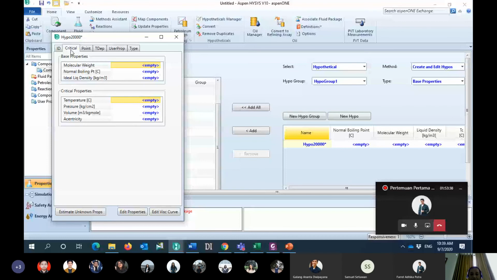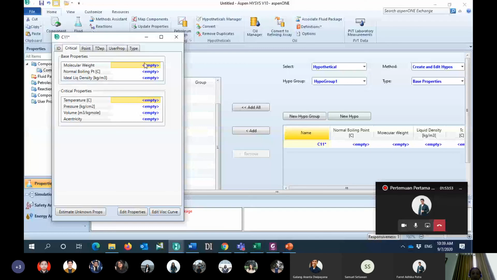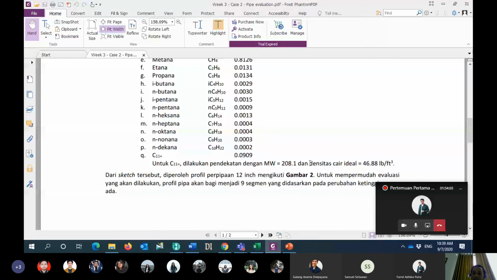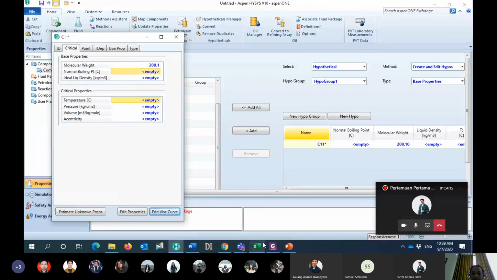Okay, and then after that, I will put the value of the critical properties. For example, in this one, the information that I obtained from this problem is the molecular weight is around 208.1. Okay, so I will put this information in. And then I will put the second information, which is the ideal liquid density, which is 46.88.